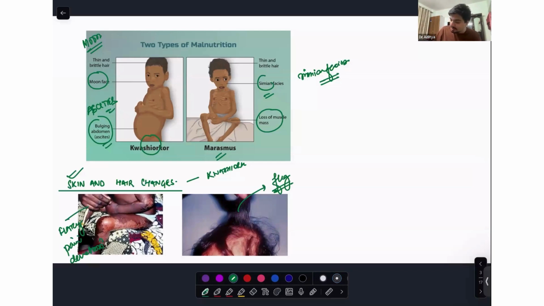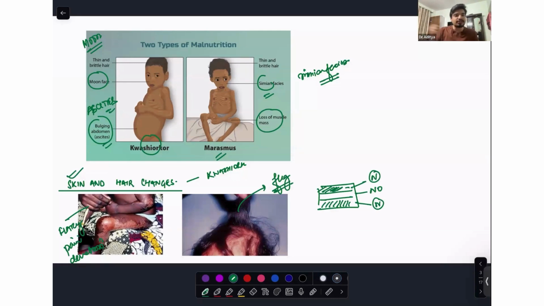So what is the flag sign? Basically, like a flag, you will have normal pigmentation, then no pigmentation, and then again normal pigmentation. Dark, white, dark. So it looks like a flag. Why is this pigmentation occurring? Because enzymes are not there, and if enzymes are not there, proper pigment formation won't occur. This is how you have to understand the difference between Kwashiorkor and marasmus.